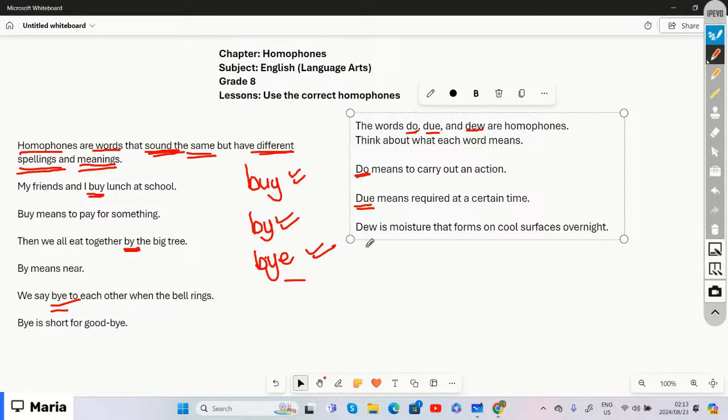And then lastly, we have dew, which is D-E-W. And if we look at that word dew, it means moisture that forms on cool surfaces overnight. That is dew.